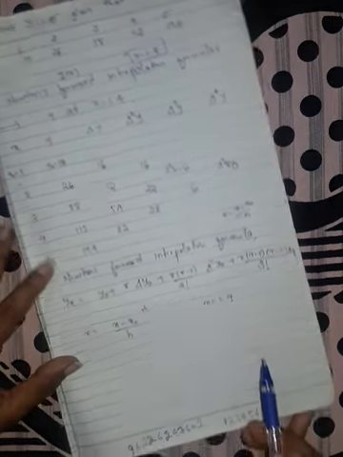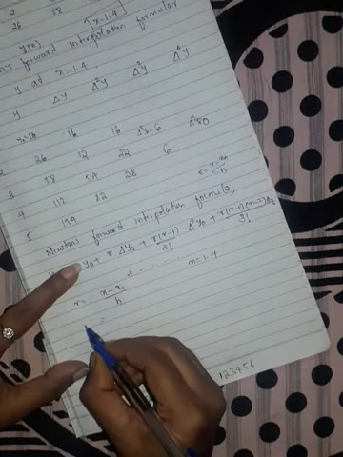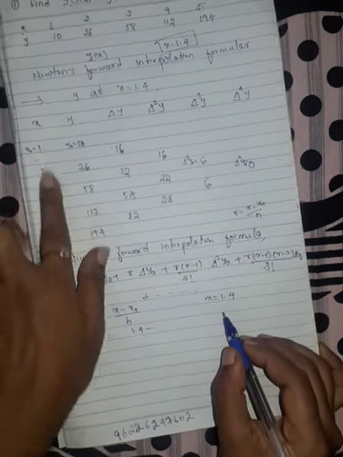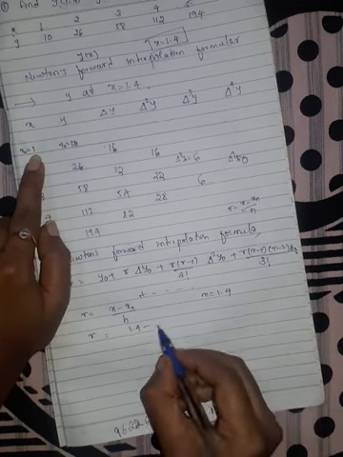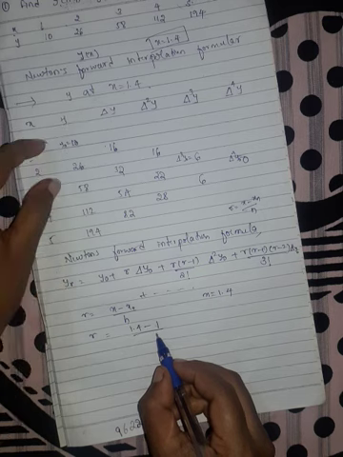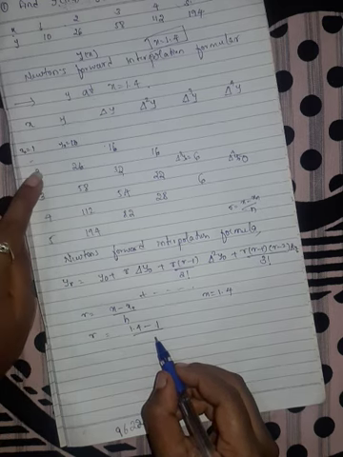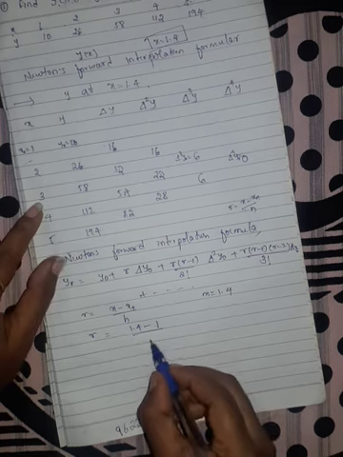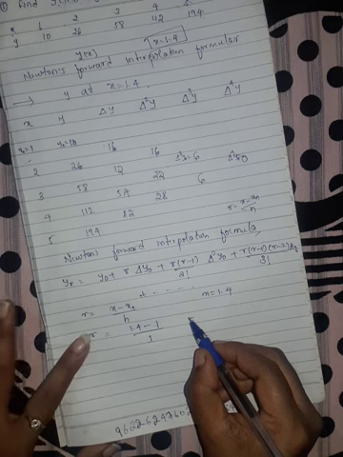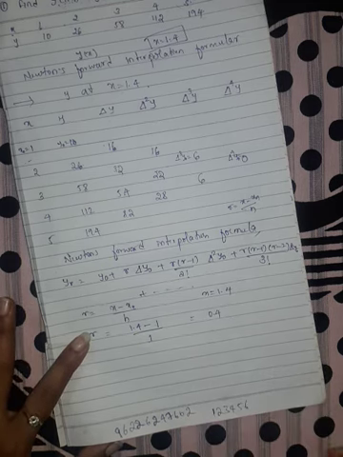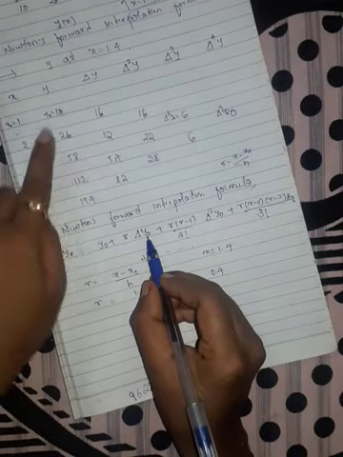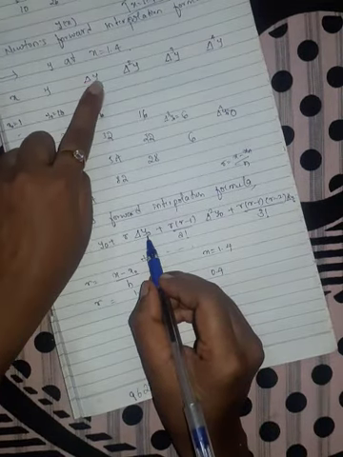This is our x. So our r is 1.4 minus x naught, the first value of x, which is 1, divided by h, the difference between these numbers. The difference between 1 and 2 is 1, 2 and 3 is 1. So h is 1. So this is 1.4 minus 1, which is 0.4, divided by 1 is 0.4. This is our r.